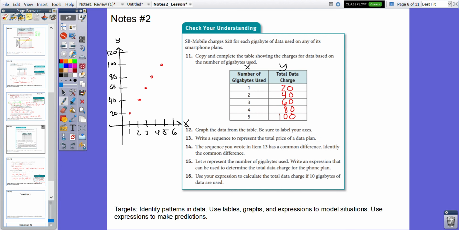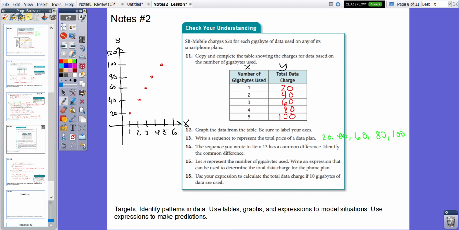Okay, so number 13, I'm going to use green here. Write a sequence to represent the total price of a data plan. Okay, so that would be 20, 40, 60, 80, 100, and we could keep going as well, but that's what we're given for the table here.